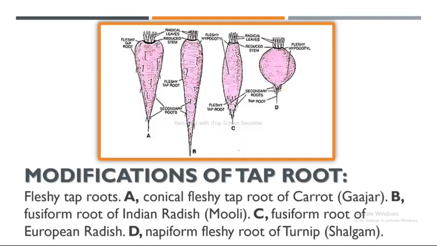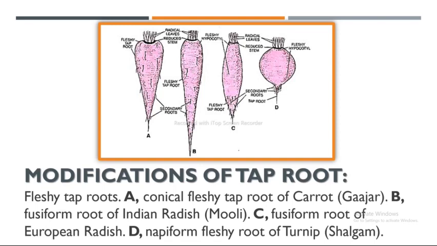So, these are fleshy taproots. In figure A, you can see that this is the conical fleshy taproot of carrot, gajar. And this is the fleshy taproot. This is radical leaves. This is reduced stem. And these are secondary roots. In figure B, you can see the fusiform root of Indian radish or mooli. These are radical leaves. This is reduced stem. This is fleshy taproot. This is fleshy hypocotyl. And these are secondary roots.